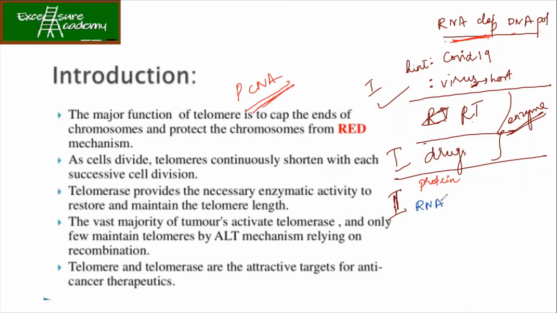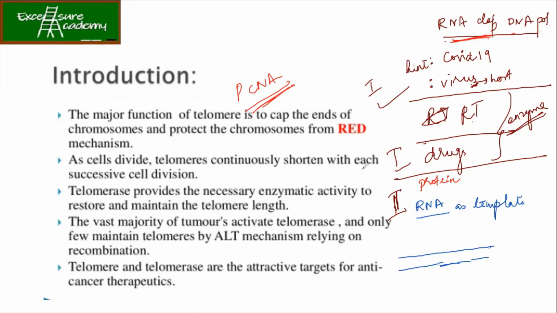Why? Because your telomerase is using the RNA as template. Using this, it extends the parental strand, so that later the parental strand can act as a template for the daughter strand, and then the same Okazaki fragments and DNA ligase and so on. So I can directly target the RNA.